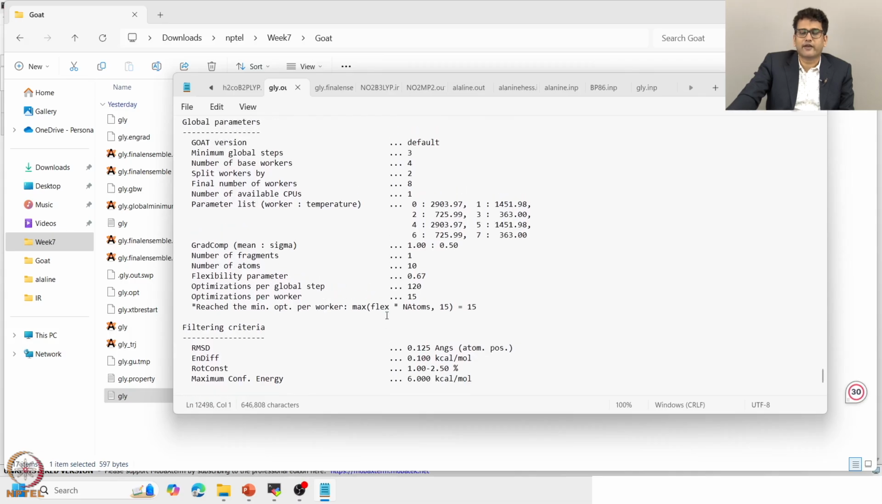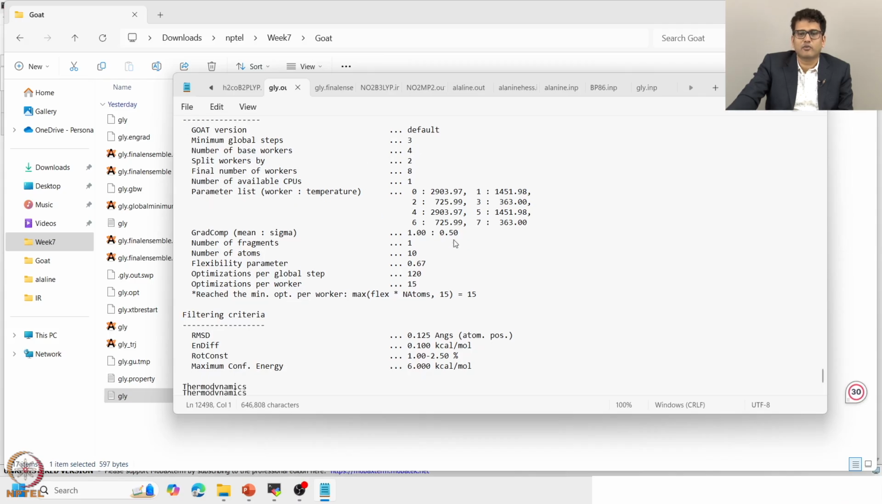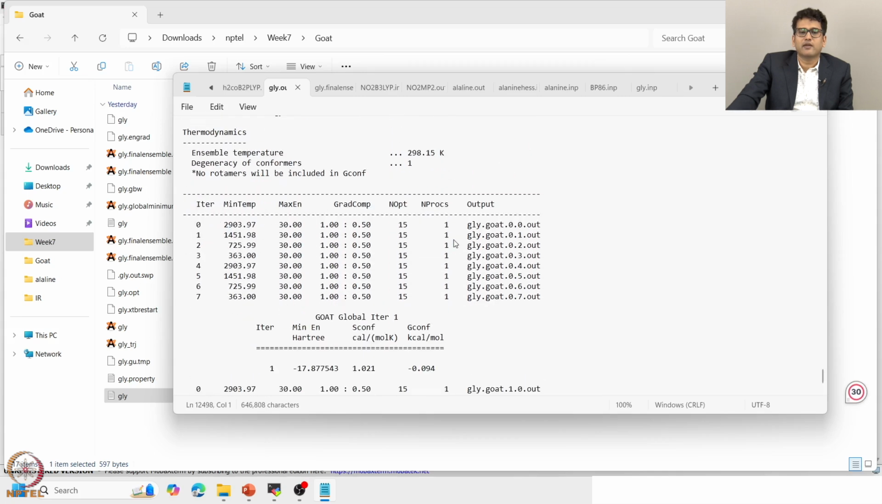So, it will first decide the walkers. The walkers are basically those which go in the uphill direction, and by default it has 8 walkers. You can run these calculations entirely in parallel. They split the workers by 2, so the default number of base workers is 4 and the final number of workers becomes 8, because each of them is split twice. And then for each push it will have 15 optimizations.